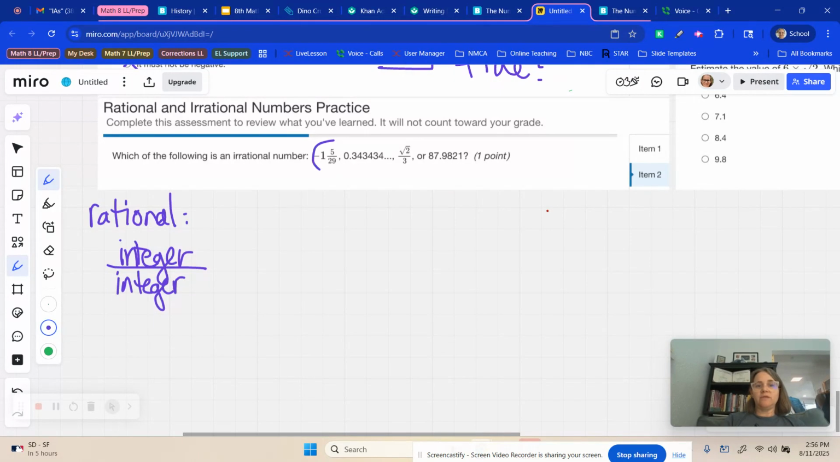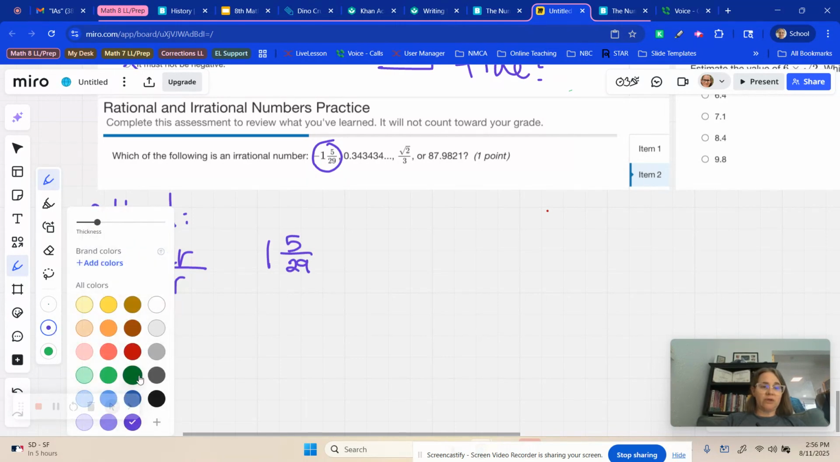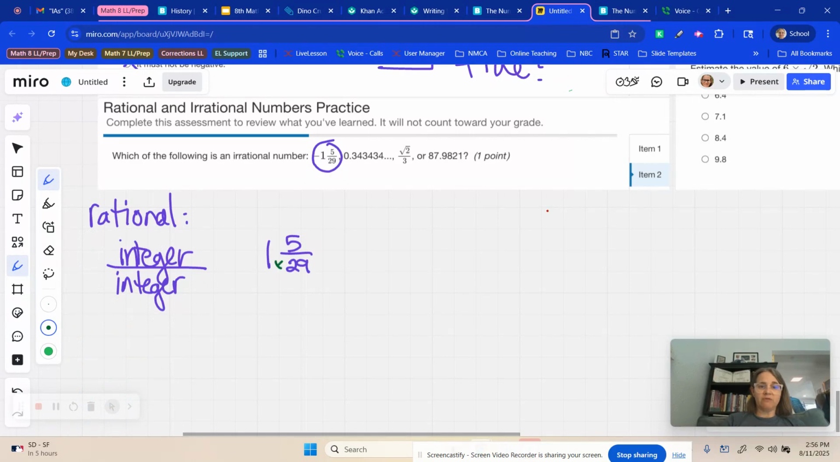Okay, look at the first one, 1 and 5 over 29. If I wanted to, I could rewrite this as an improper fraction. You learned to do this in 6th grade, maybe 5th. This would be 29 plus 5, 34 over 29. This is rational.